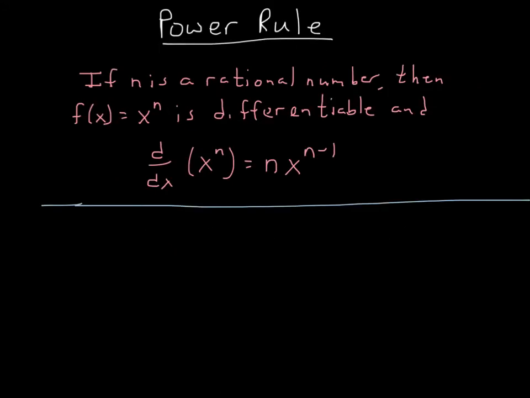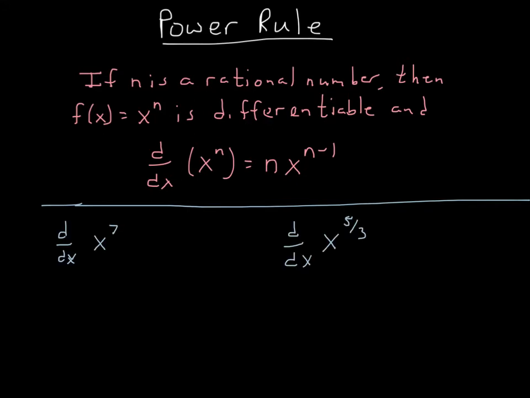The next rule we have is the power rule. This is the one we dealt with in class. You did a lot with it. And so what we have is if n is a rational number, so right now we're just dealing where the exponent, the power on x, is going to be some sort of integer or a nice fraction, then f of x equals x to the n is differentiable, and the derivative with respect to x of x to the n is n times x to the n minus 1.